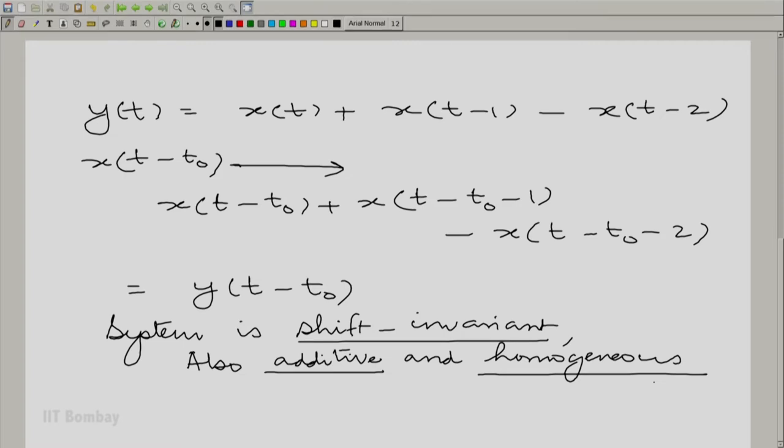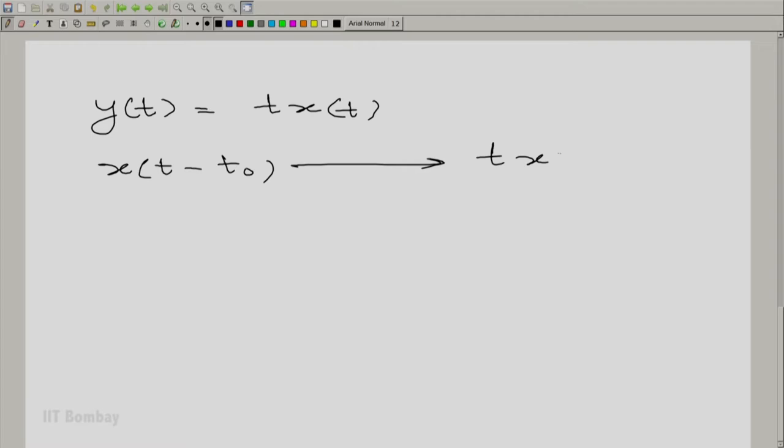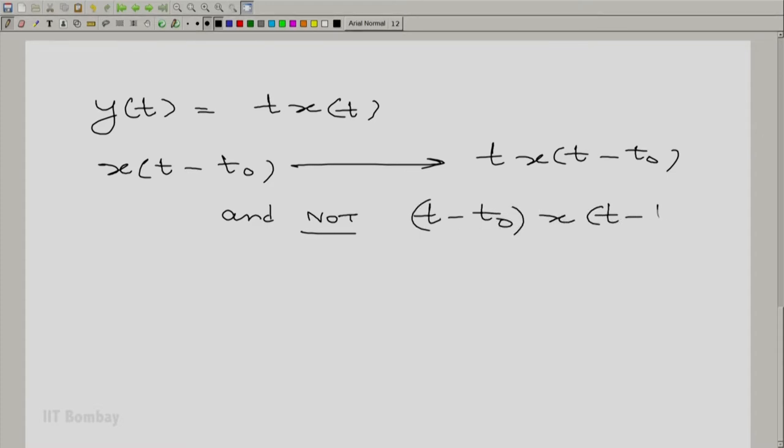Let us now take the third example that we saw. You will now understand why I introduced those specific examples in the previous two discussions, because you will see a distinction now when you look at these three properties. So, let's look at the third example, which I had introduced in the previous session with the intent of investigating this particular property, t times x of t. Now, this is a tricky one. When I give x of t minus t0 to the system, what comes out is t times x of t minus t0 and not t minus t0 times x of t minus t0.